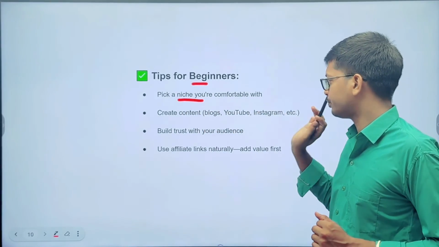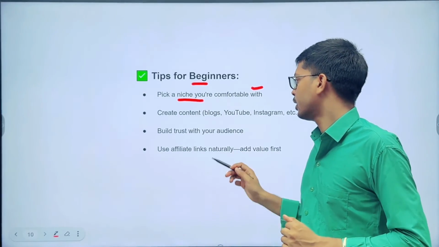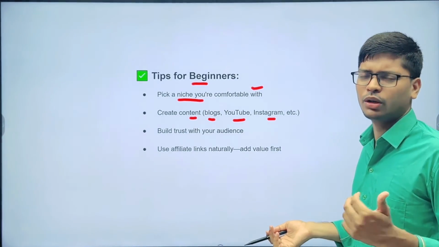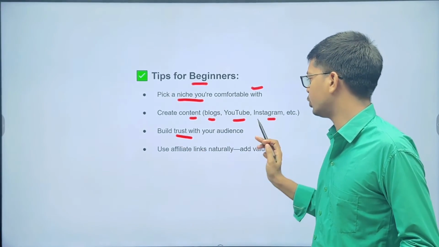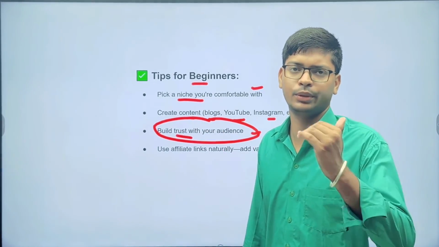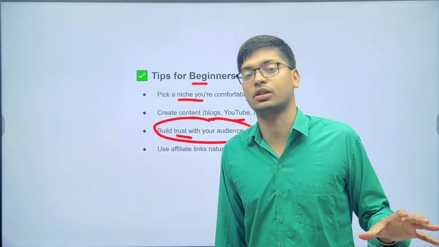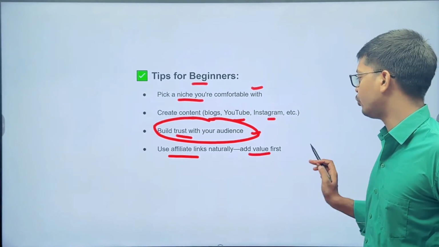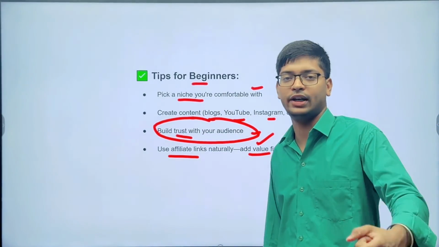First of all, pick a niche you are comfortable with. Create content like a blog, YouTube, Instagram, TikTok, whatever you have, and if you have none, you can start. Build trust with your audience. It is the most important thing here. Without trust, your audience will never purchase something from your link. Use affiliate links naturally. Add value first, then they will use your affiliate link naturally.